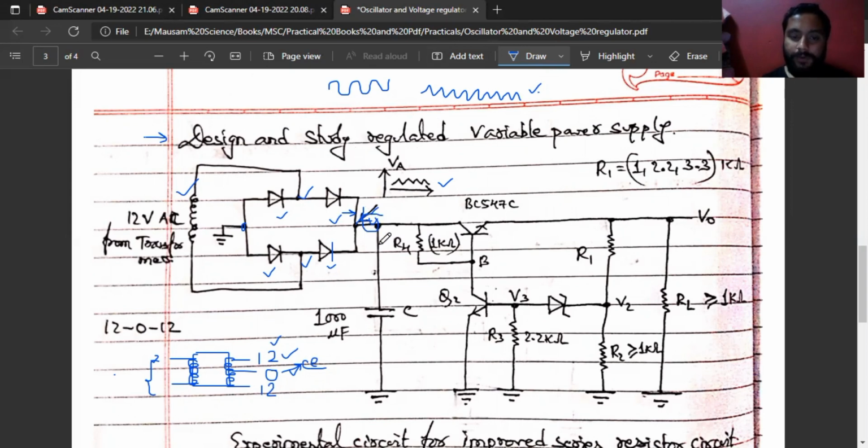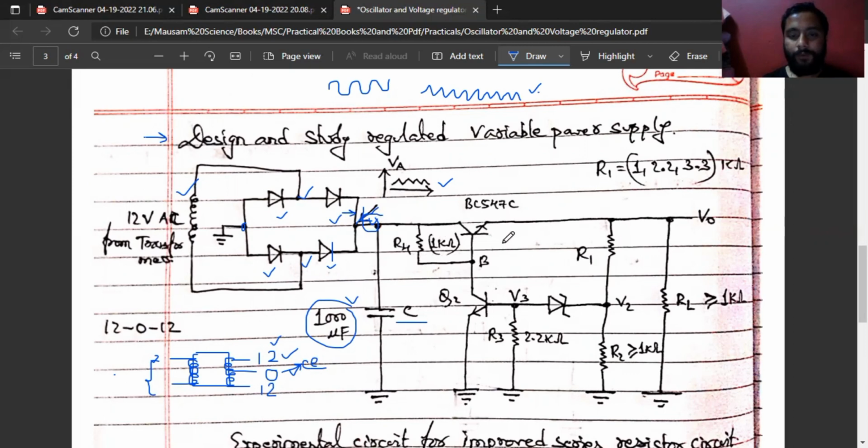So from here, we'll connect this capacitor of 1000 microfarad to the ground. We need this capacitor. And from here, we connect R4. The name of this resistor is R4. We'll check both AC and DC here at first. And this is R4 of 1 kilo ohm.